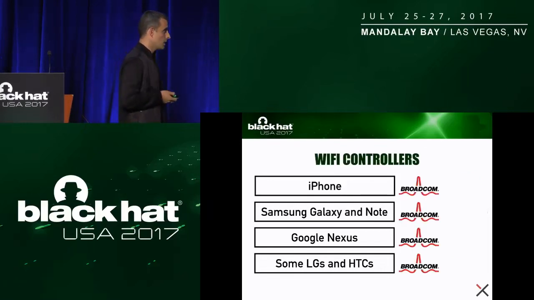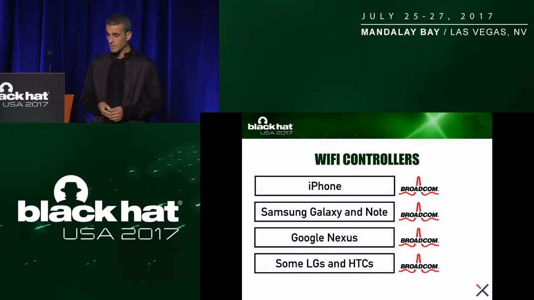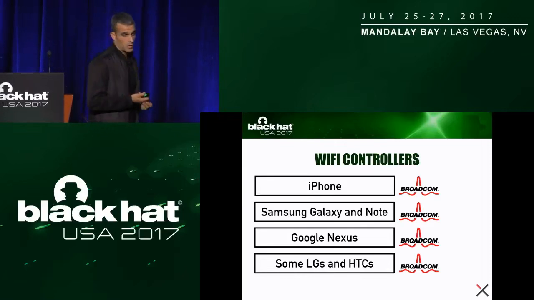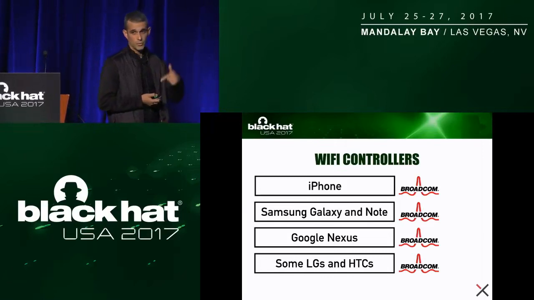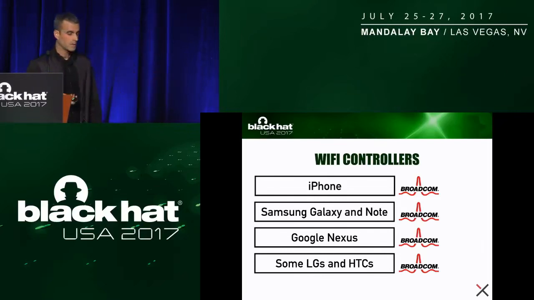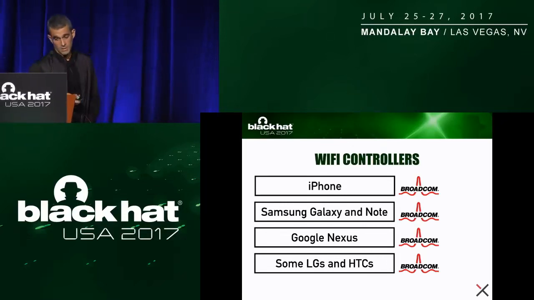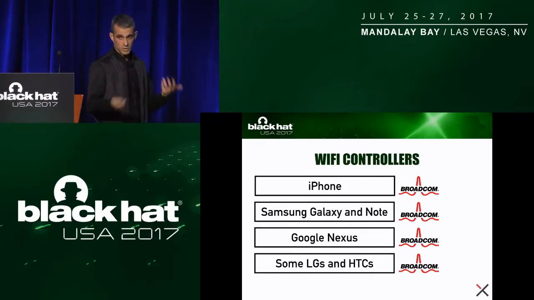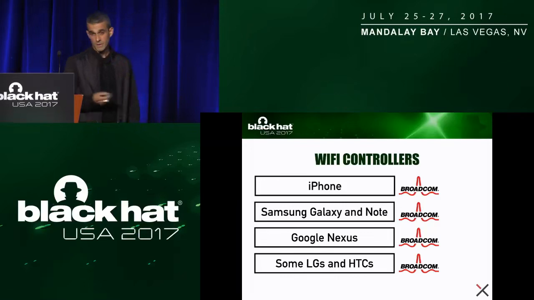So we looked at the Wi-Fi chip, and there the picture was very different. Broadcom are a clear market leader. They have been in all the iPhones since the iPhone 5, almost all Samsung Galaxies and Notes, all of them that we've checked, that's the S3 all the way through S8 and all the Notes, most Google Nexuses since Nexus 5, and some LGs and HTCs, although not universally. So obviously this is a much more interesting attack surface, because you don't have to repeat your work. If you find one bug, you can use it in plenty of places.